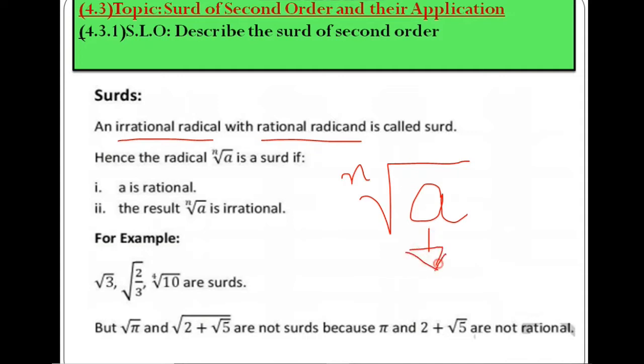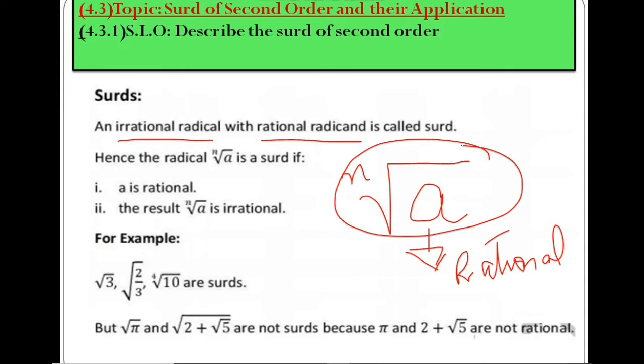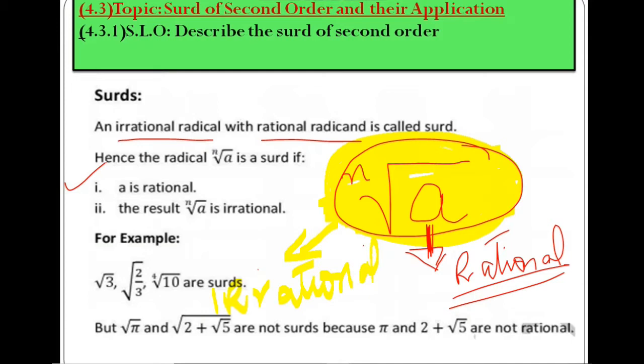Fine. It means that the radicand should be rational. That radicand should always be rational, but the answer, this one, will give you an irrational number. So let's see the first one. A is rational. The result, nth root of A, is an irrational number.